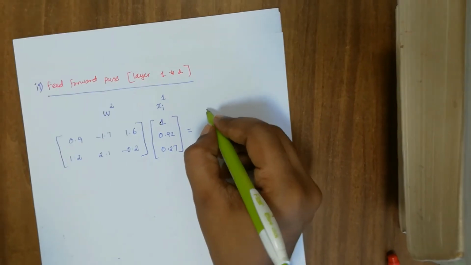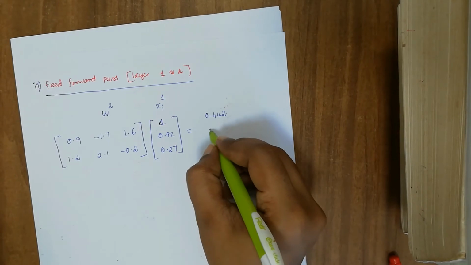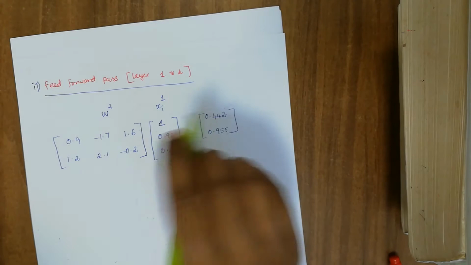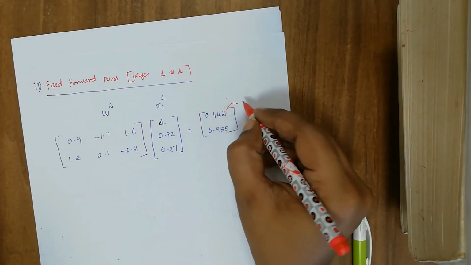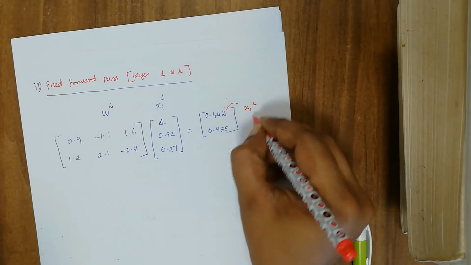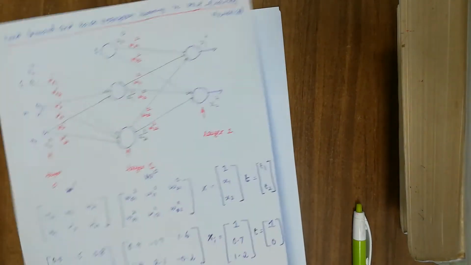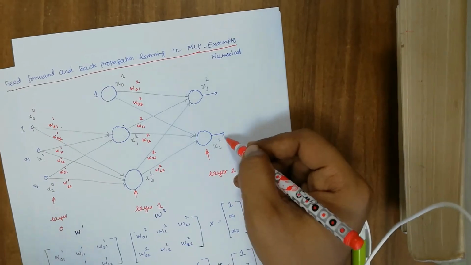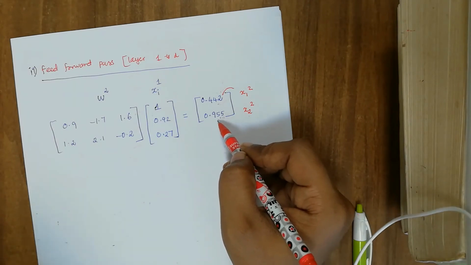and after taking the summation followed by the sigmoidal nonlinearity, the actual value that we may get is something like this. You can verify 0.442 and then 0.955. Okay, this step is the same as what we have done before, and this is nothing but the value of x12 and then x22. So x12 is nothing but the x1 value in the second layer, x2 value in the second layer. Those values that we have obtained are 0.45 and then 0.955.